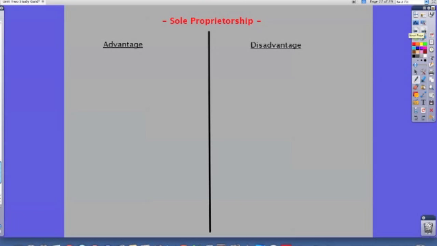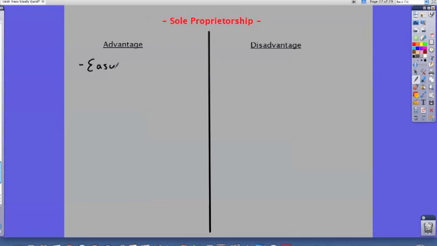Earlier I talked about sole proprietorship during the notes section, or the vocabulary section. Basically what I'm going to do right now is give you a few advantages and disadvantages of each. Yes, you'll have to know these on your test. These are just the major ones. Okay, let me get my pen ready here.